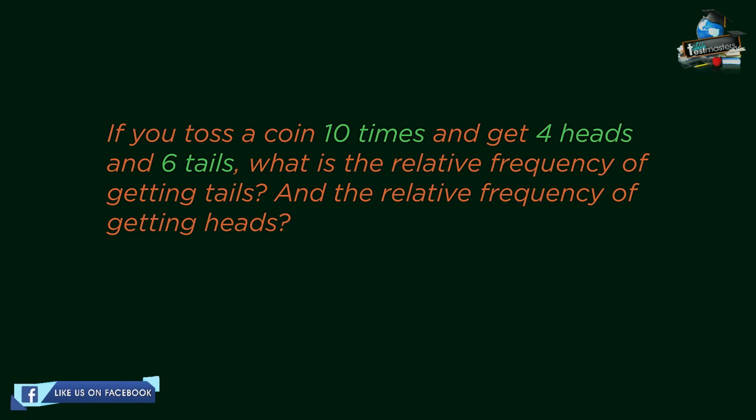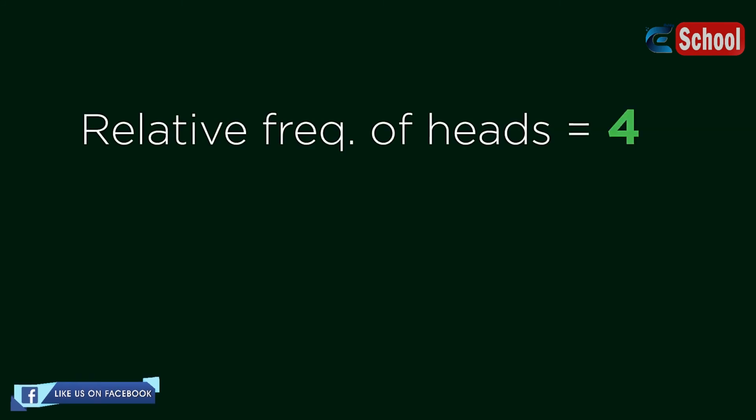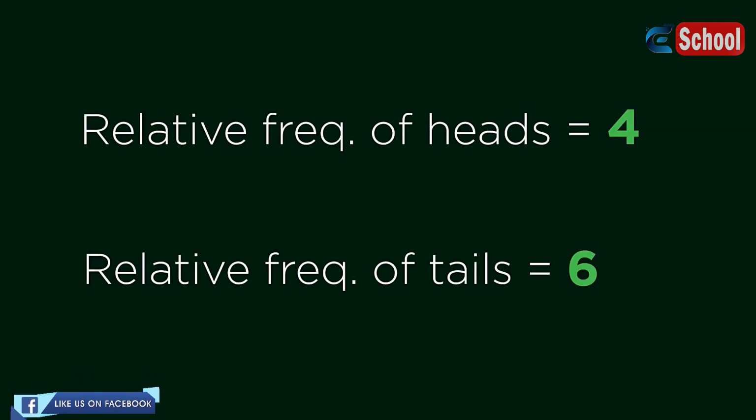Try this. If you toss a coin 10 times and get 4 heads and 6 tails, what is the relative frequency of getting tails and the relative frequency of getting heads? Pause the video while you work it out. Well, the frequency of heads is 4 and the frequency of tails is 6.